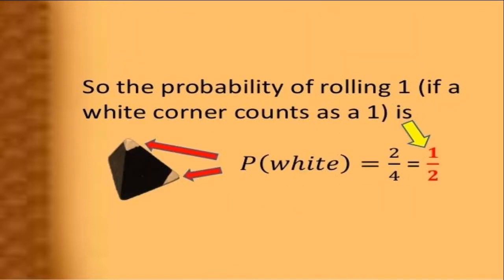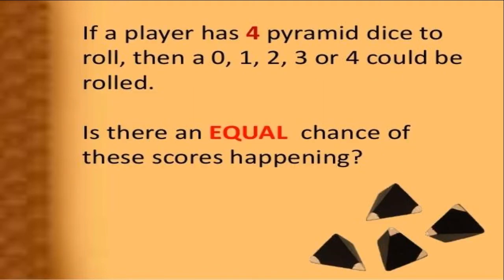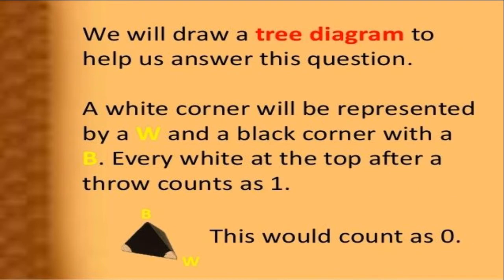Next, the probability of rolling 1 if a white corner counts as a 1 is P white equals 2 of 4 equals 1 of 2. Next, if a player has 4 pyramid dice to roll, then a 0, 1, 2, 3 or 4 could be rolled. Is there an equal chance of these scores happening? Next, we will draw a tree diagram to help us answer this question.